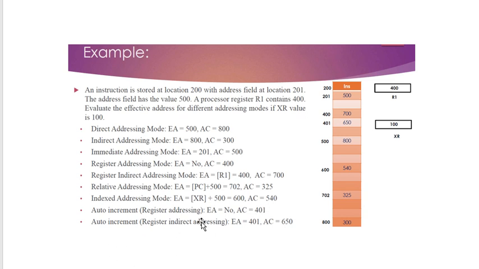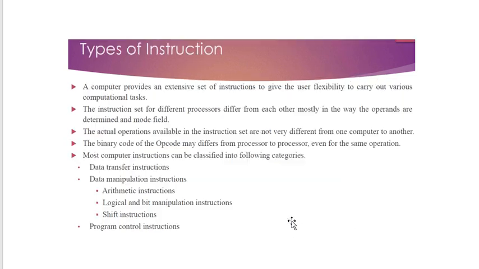Now, auto increment, we are using register indirect addressing, right? And remember that the register is now storing 401, right? So we follow 401. 401 stores 650. That's the place we need. So that's basically this. And we have types of instructions.